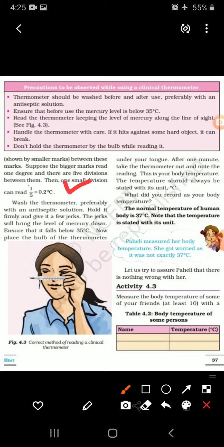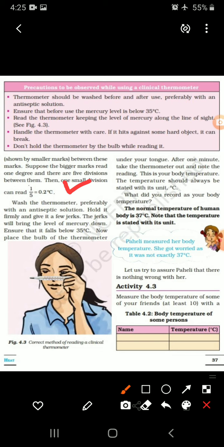The jerk will bring the level of mercury down. Ensure that it falls below 35 degree centigrade. In short, you have to always shake the thermometer and check whether the temperature is below 35 degree centigrade before testing the body temperature.